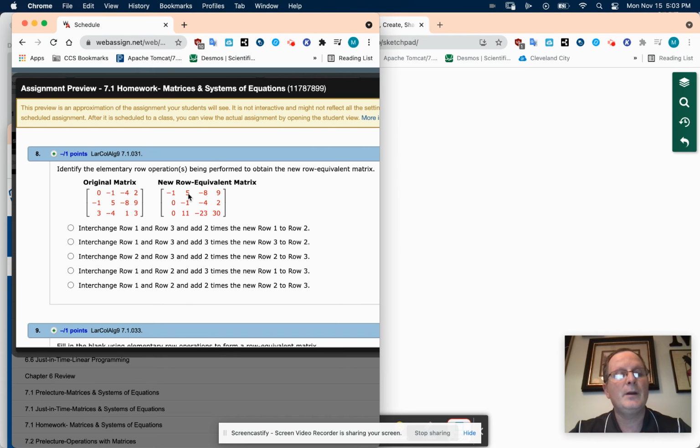3 times 5 is 15. 15 plus negative 4, 11. 3 times negative 8 is negative 24. Negative 24 plus 1, negative 23. This is working. 3 times 9 is 27. 27 plus 3, 30. It's exactly what happened. Row 1 and row 2 were interchanged, and then 3 times row 1 was added to row 3, and that sum replaced row 3.